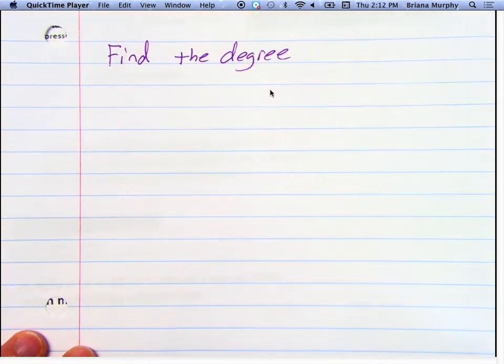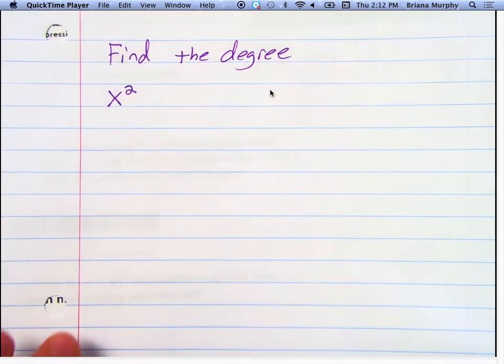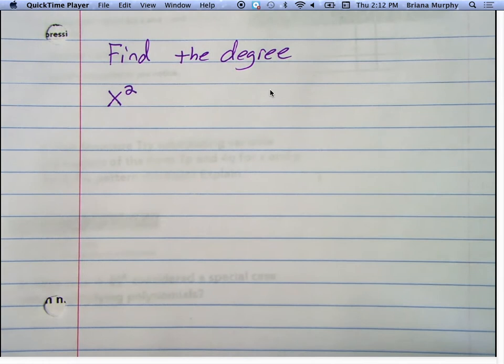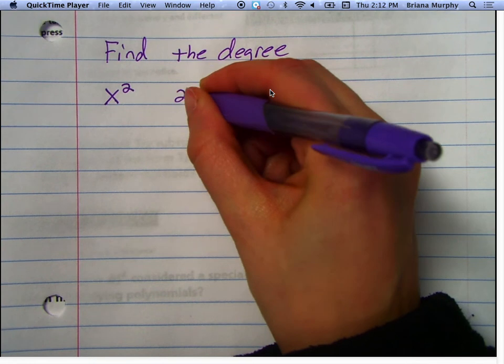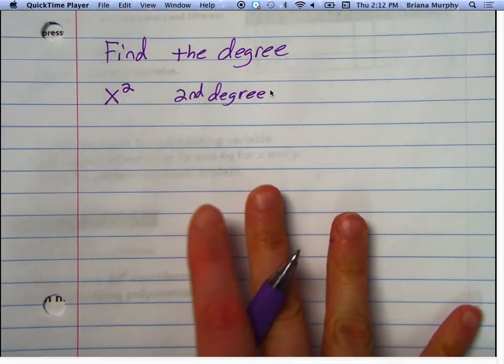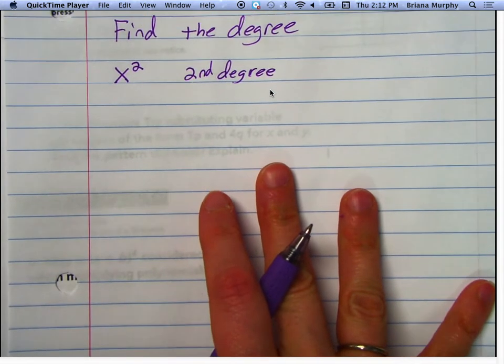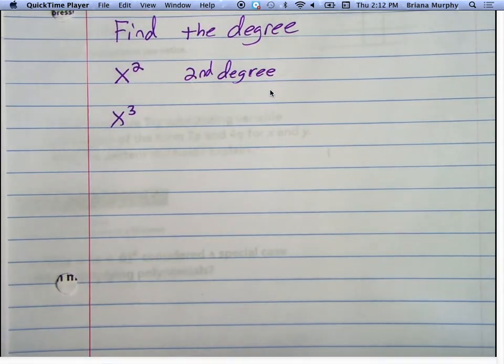We're going to start with something simple. What's the degree of that? What would I call it? 2. Okay. It's got this second degree. What about this? What degree is that? 3. Third degree.